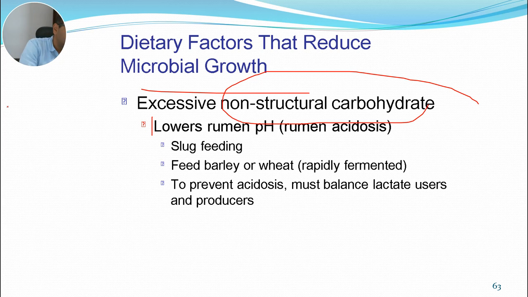Then this leads to acidity; gastric acidity is always going to be caused. So to prevent acidosis, one must balance lactate users and producers, so too much acidity is also not required.